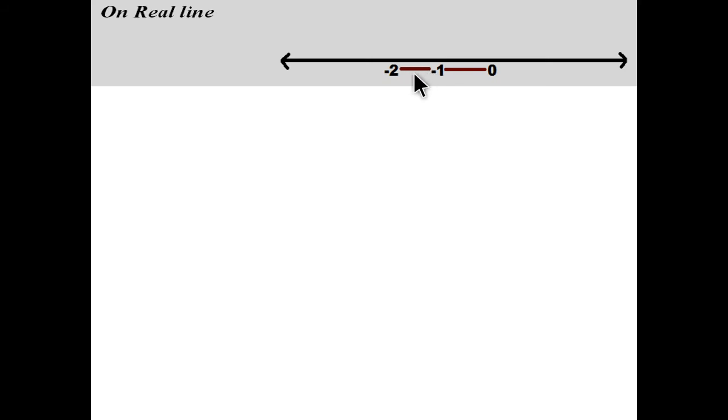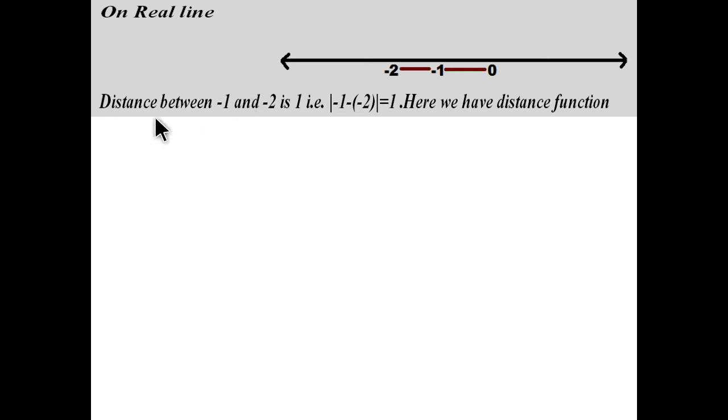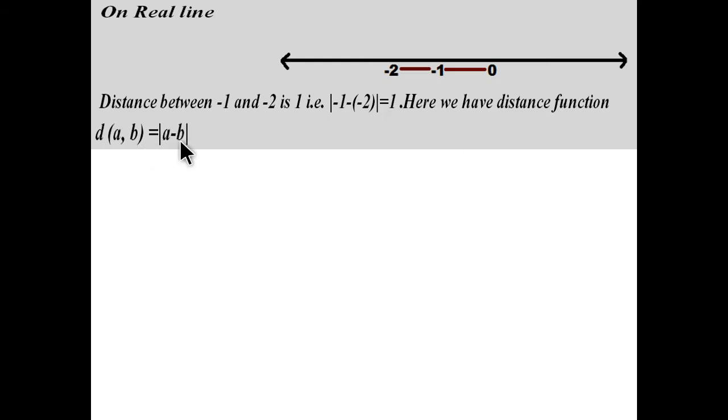But what is the distance function here? We can calculate the distance between -1 and -2 like this: -1 minus -2, taking mod, and we get 1. So the distance function is mod of A minus B. So in case of the real line, the distance function is mod of A minus B.